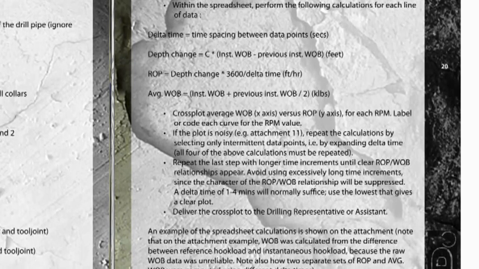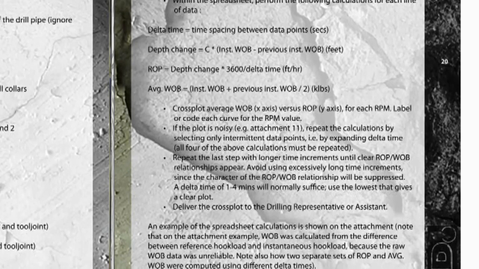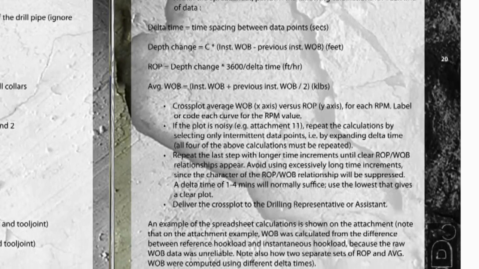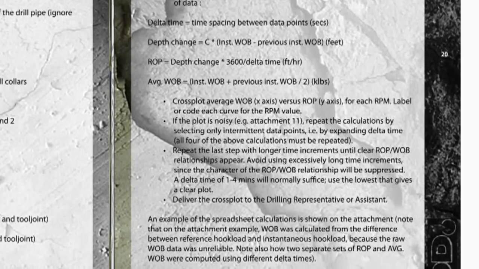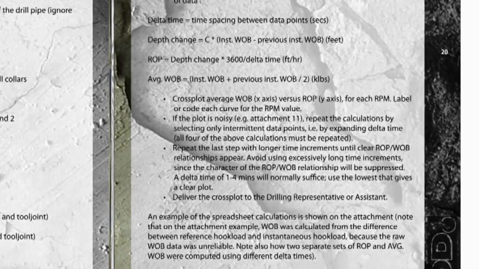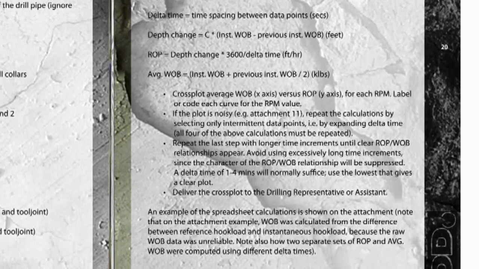Avoid using excessively long time increments, since the character of the ROP-WOB relationship will be suppressed. A delta time of 1 to 4 minutes will normally suffice. Use the lowest that gives a clear plot. Deliver the cross-plot to the drilling representative or assistant.